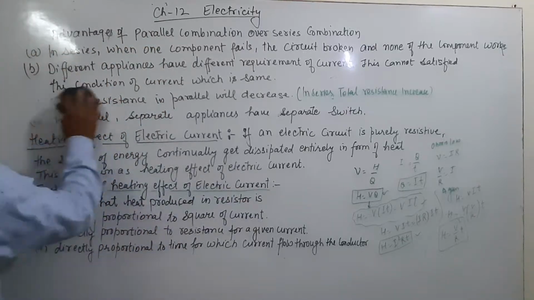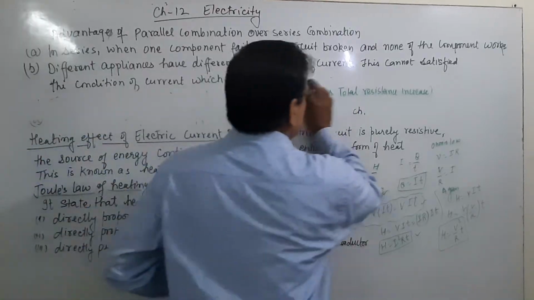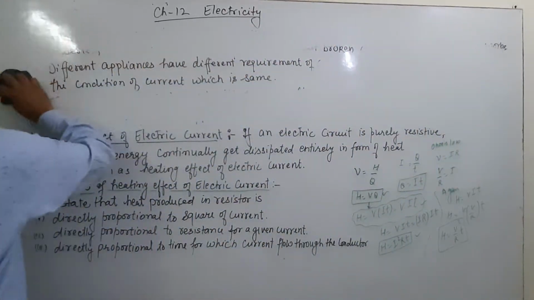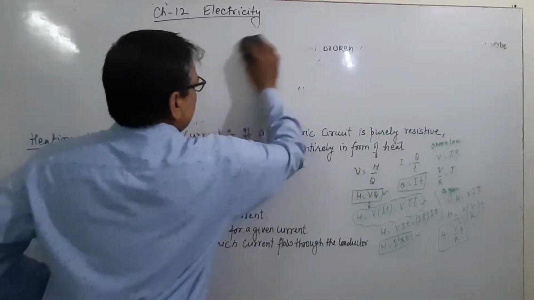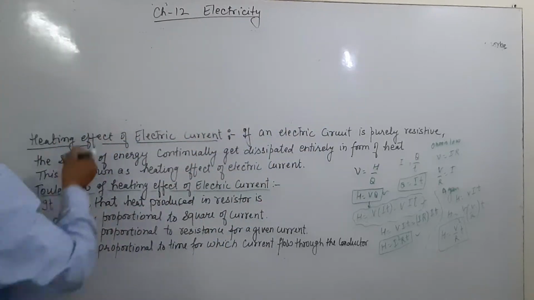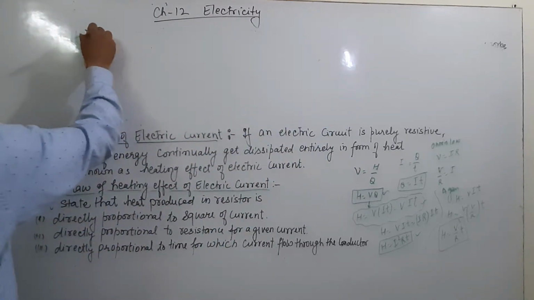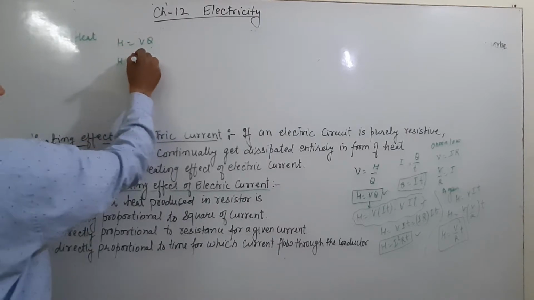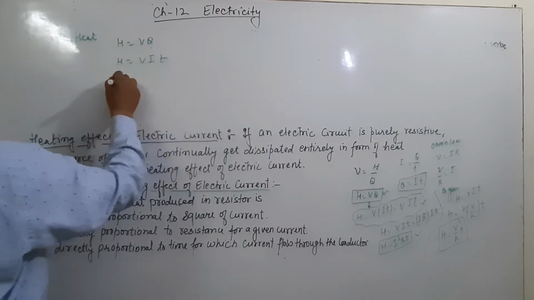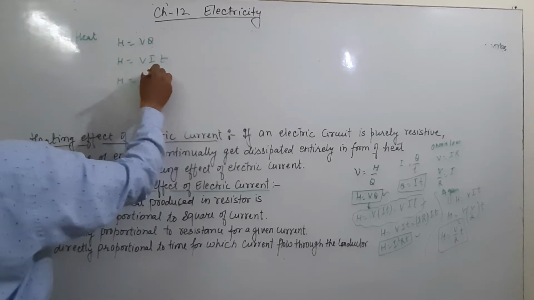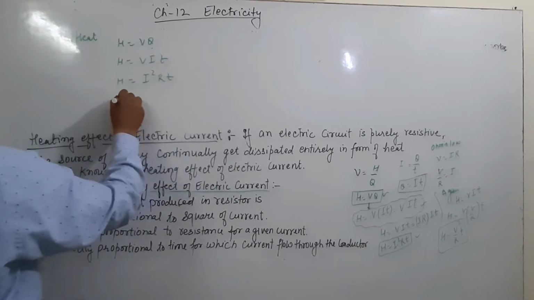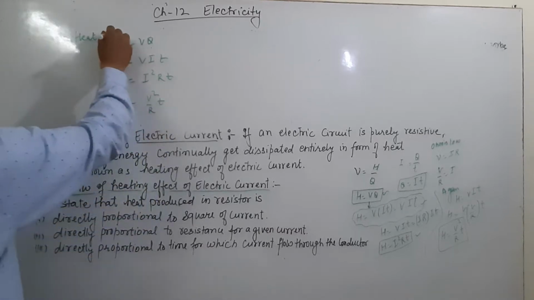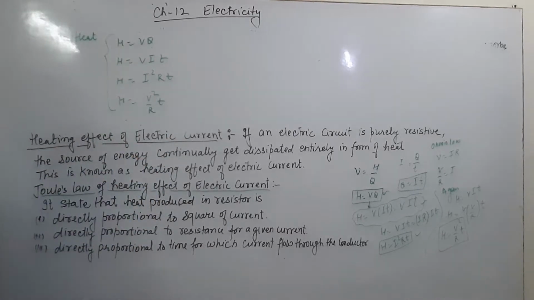On conclusion we can say that the first formula is H is equal to V into Q, then H is equal to VIT, H is equal to I square RT, and H is equal to V square upon R into T. These are the four equations to calculate the heat.